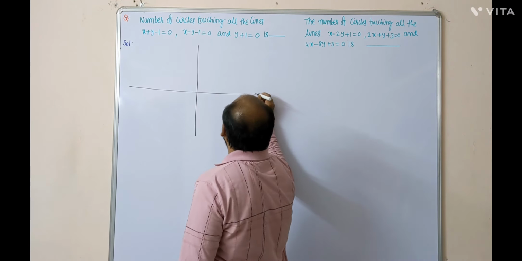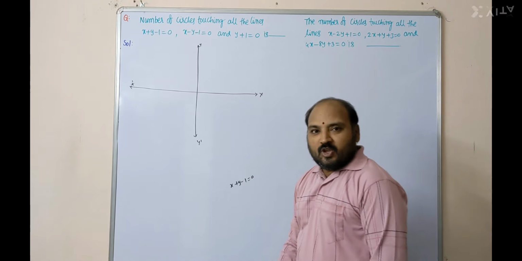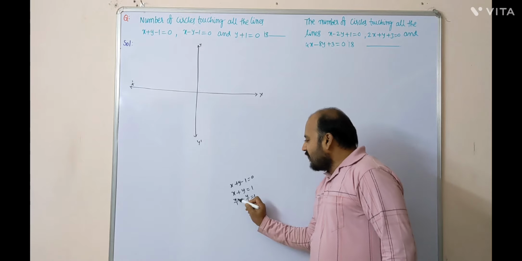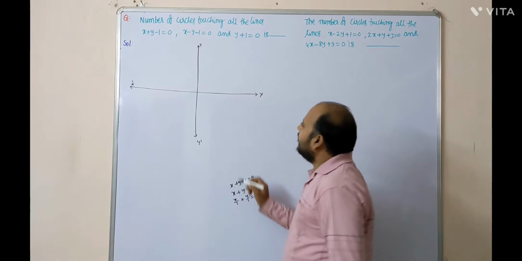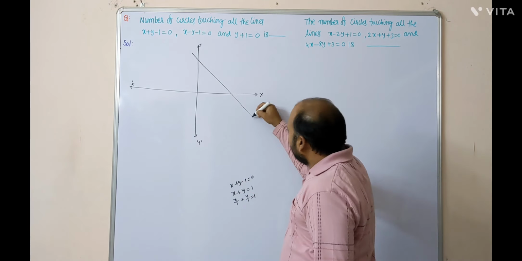The first line, I am writing x plus y minus 1 equal to 0. If you write this equation in intercept form, x plus y is equal to 1, so x by 1 plus y by 1 equal to 1. That means it is in the form x by a plus y by b equal to 1. Both are positive, meaning first quadrant. So the line x plus y minus 1 equal to 0 is this one. You extend it like this.